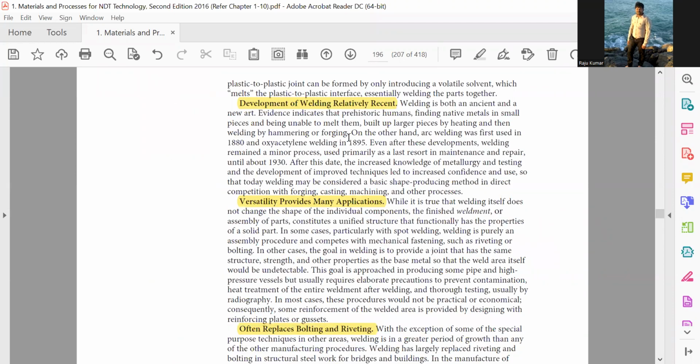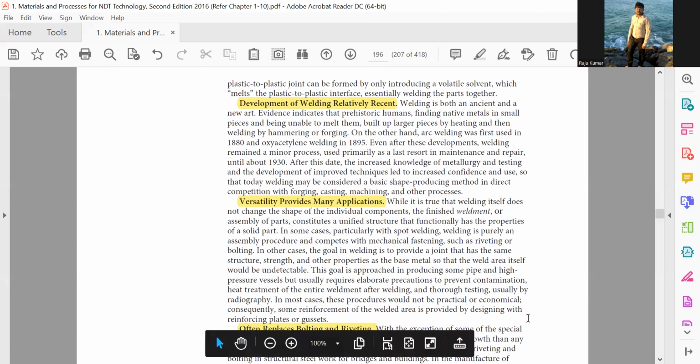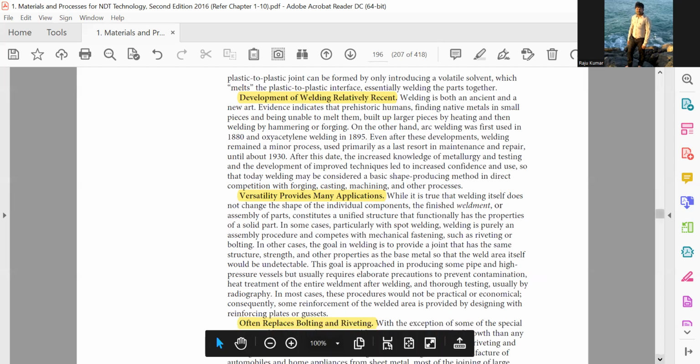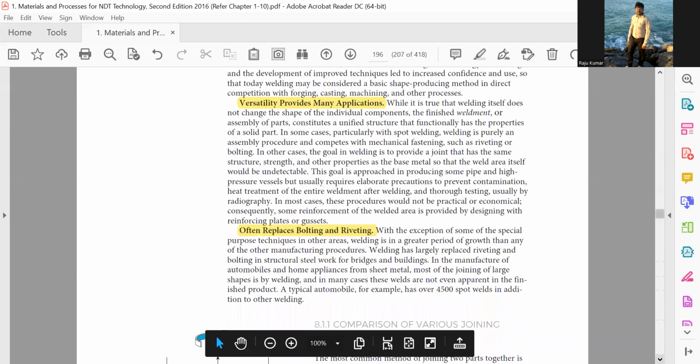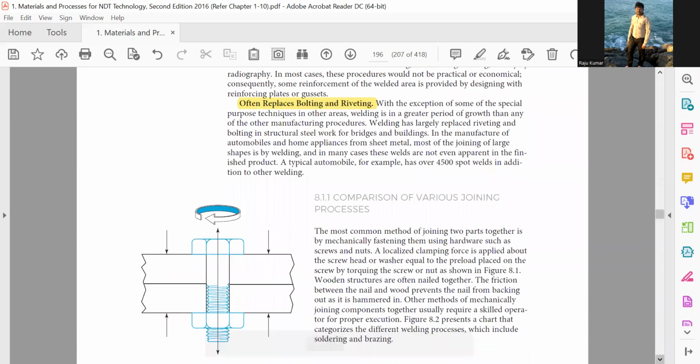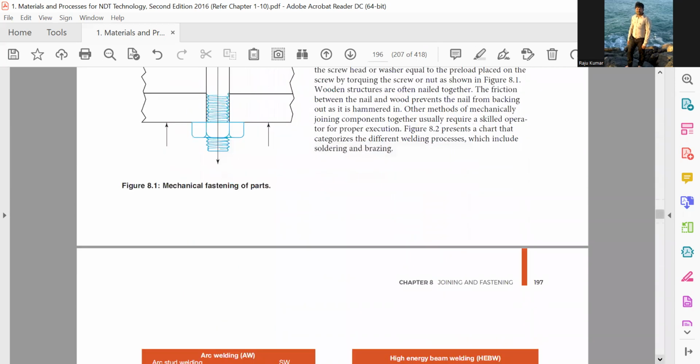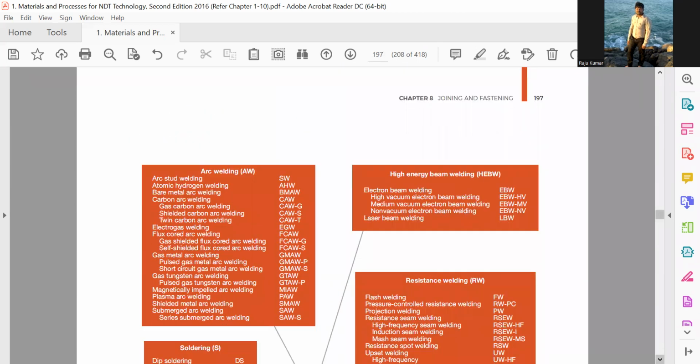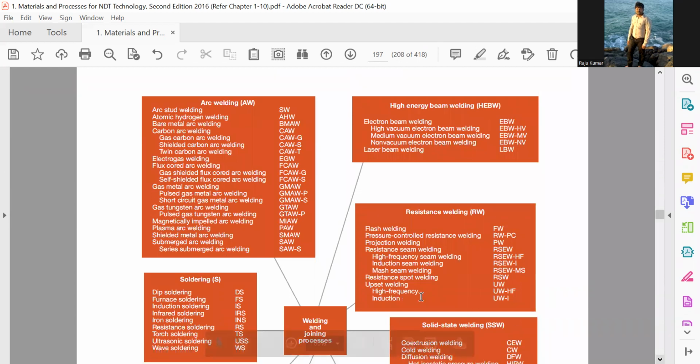Development of welding is relatively recent. Versatility provides many applications. It often replaces bolting and riveting. So we have so many welding processes.